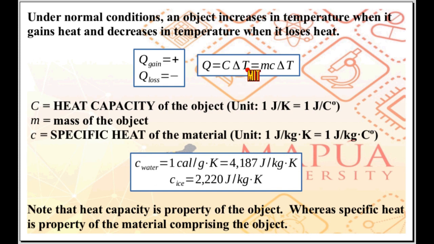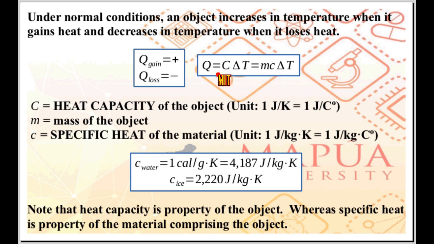Delta T is positive if you have an increase in temperature. So Q gain is positive, delta T is positive, and the object increases in temperature. On the other hand, delta T is negative if you have a decrease in temperature. Q loss is negative, delta T is negative, and the object decreases in temperature. So Q = C delta T and Q = MC delta T.